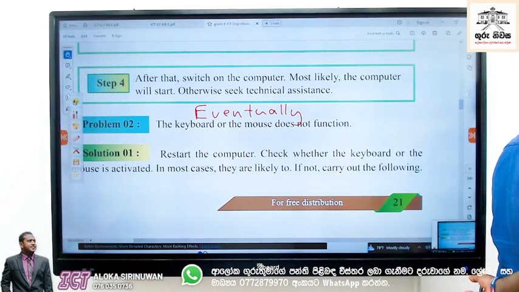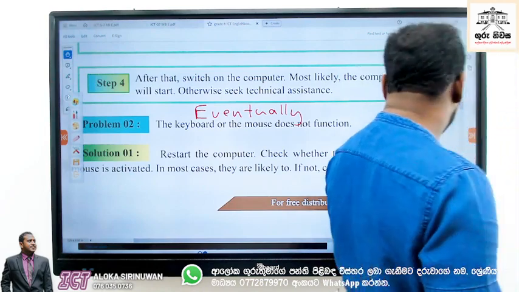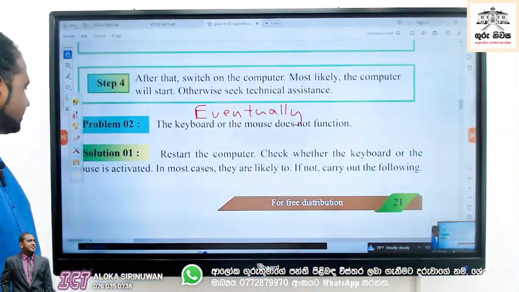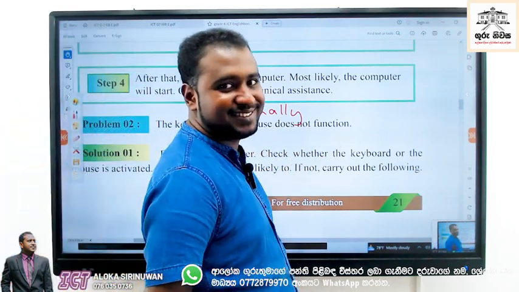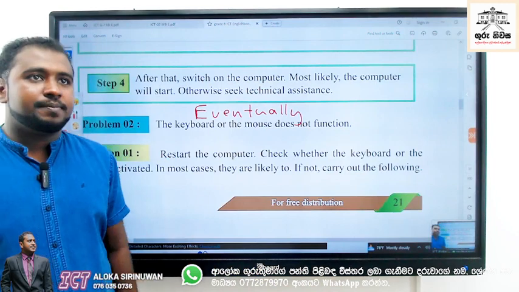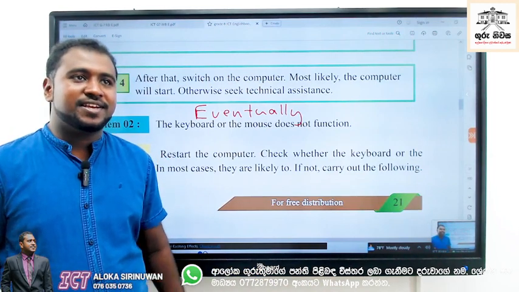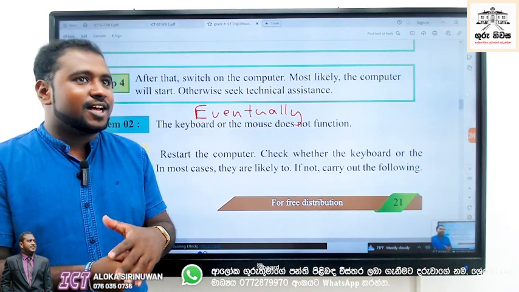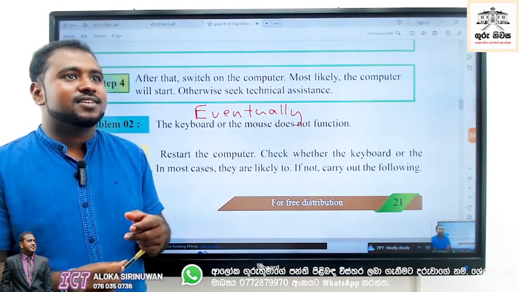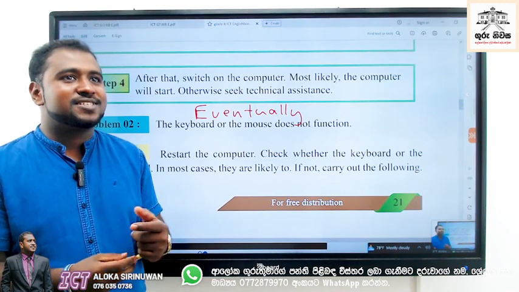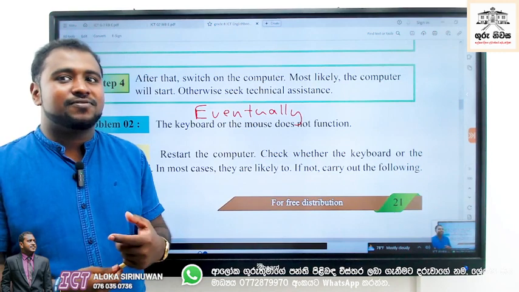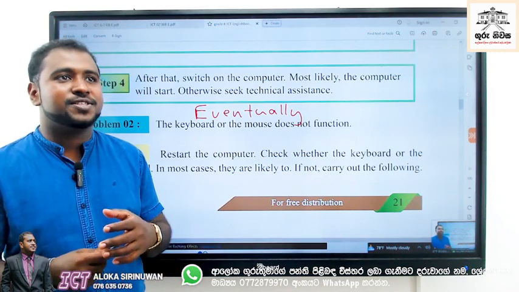All right, so that is only for today. We can stop for today, and we will be discussing the next problem from next day, that is keyboard and mouse does not function. Is today's lesson very clear for you all? Do you have any problems to ask? If you have any problem, please let me know in the chat box. My phone is open for you all every 24 hours.